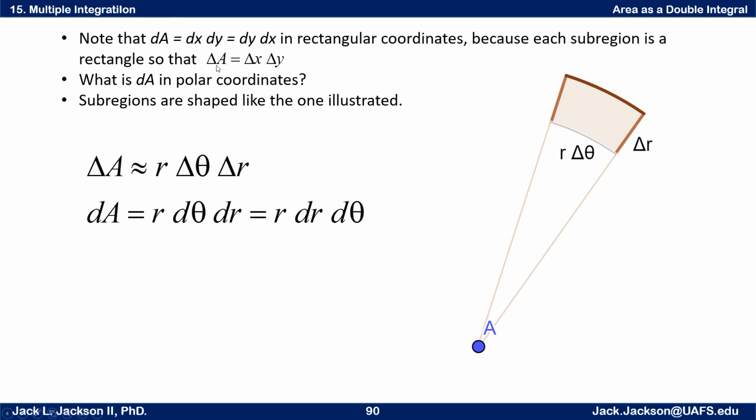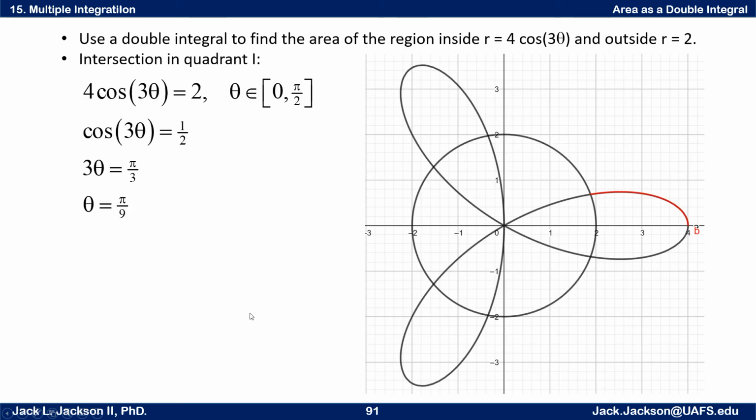So notice dA is just dx times dy, or dy times dx if you're doing rectangular coordinates. But when you replace dA with r's and thetas, you get a dr and a d theta, but you also have this extra r. Okay, so let's look at that in an example.